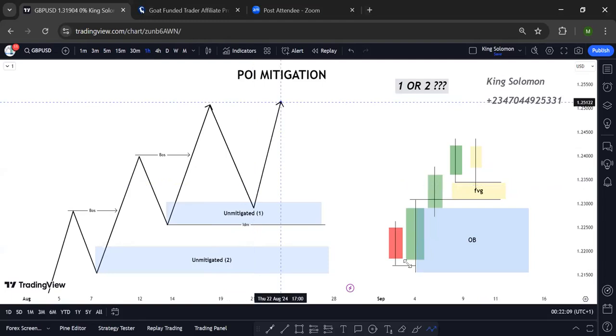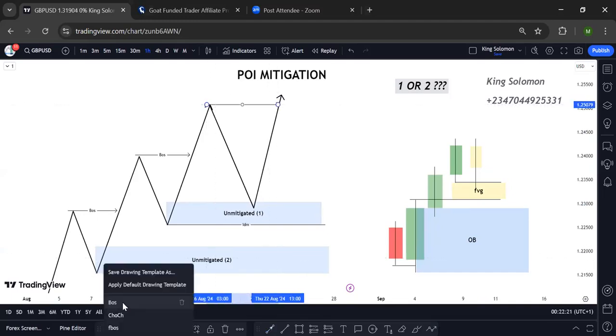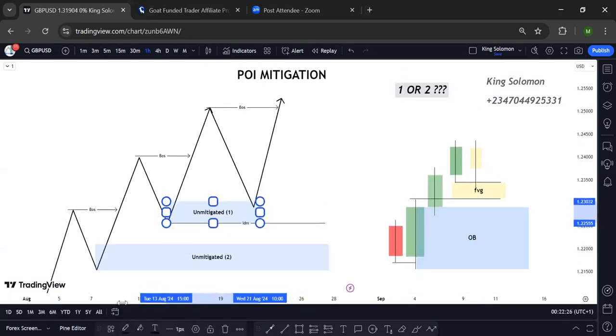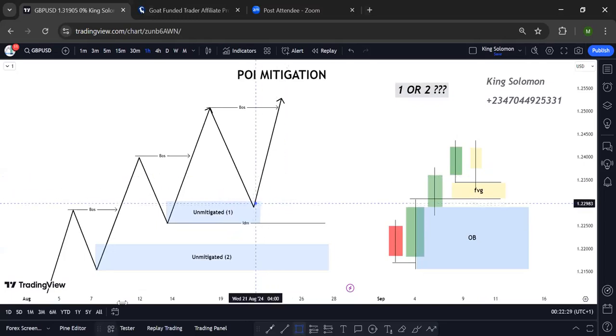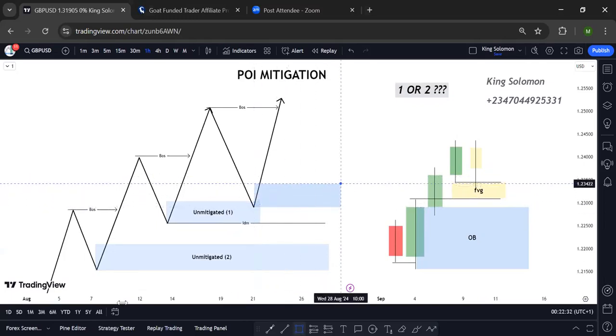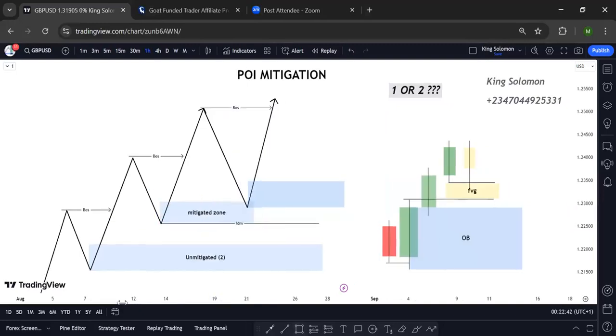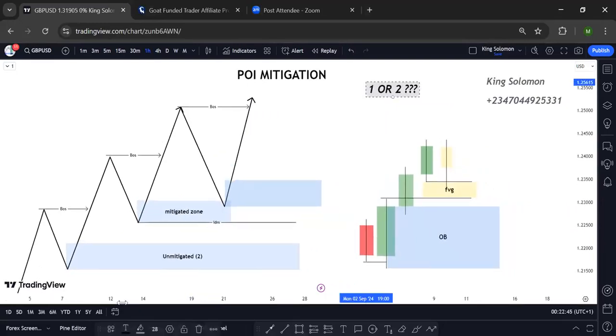If thereafter we have a break of structure, this, right? If thereafter we have a break of structure, you are sure, of course, you're going to have a new demand zone around this level. You're going to have a new demand zone around this level, right? Now, this unmitigated zone will now be what now? It will now be a mitigated zone. A mitigated zone.